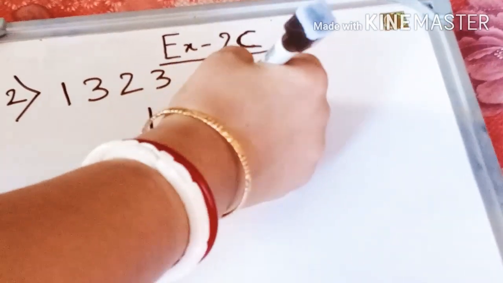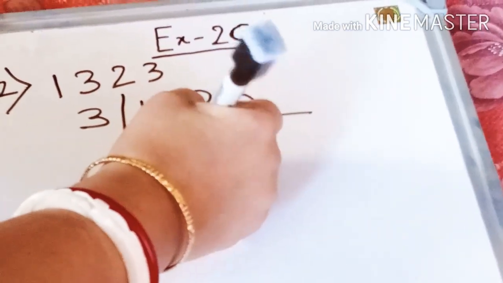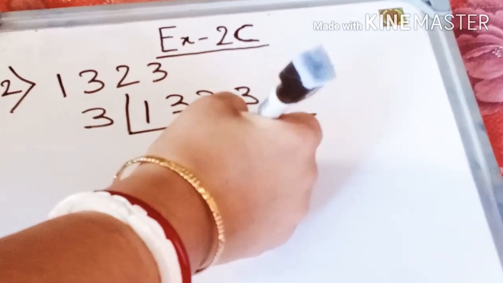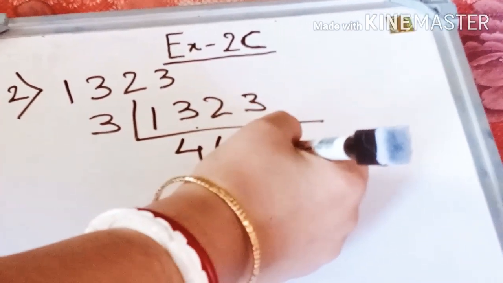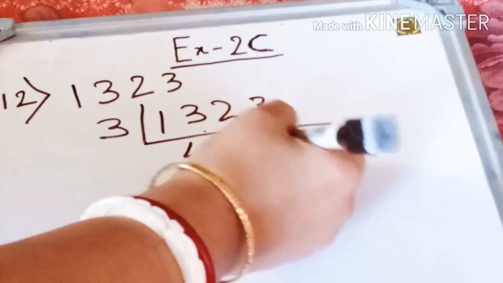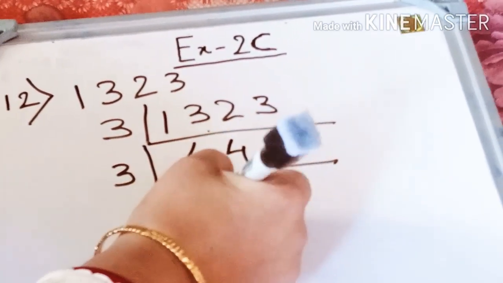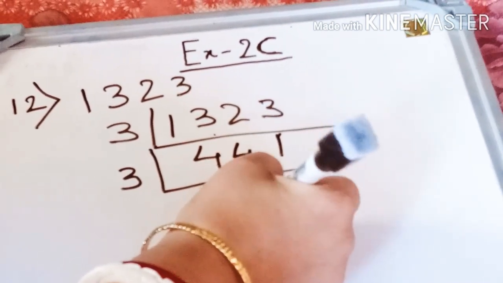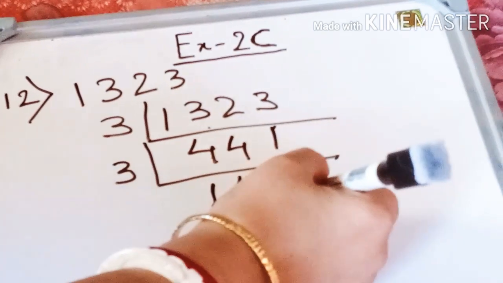1323 divided by 3. 3 4s are 12. 3 4s are 12. 3 1s are 3. 441. See, again it is divisible by 3. 4 plus 4, 8. 8 plus 1, 9. So we will be dividing it by 3. 3 1s are 3. 3 4s are 12. 3 7s are 21. 147.